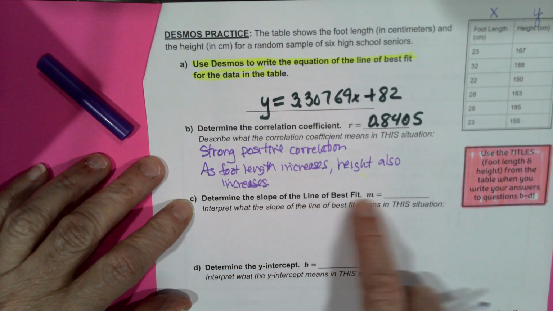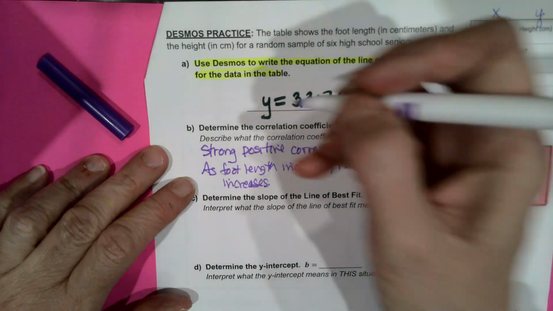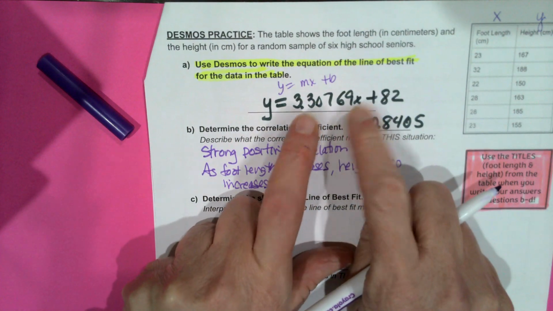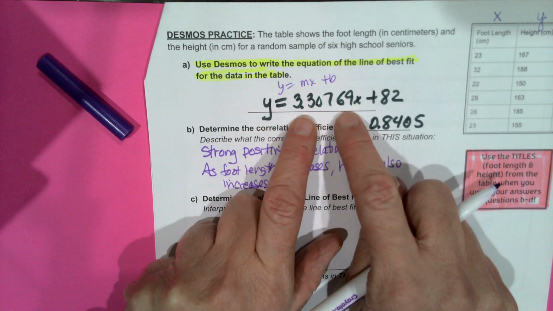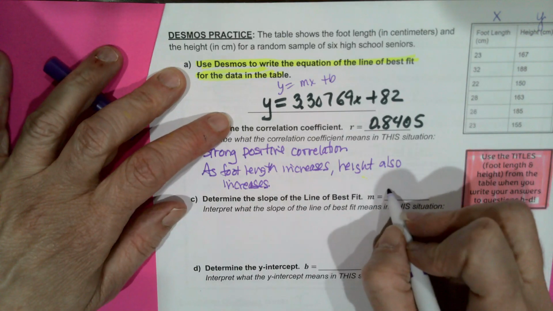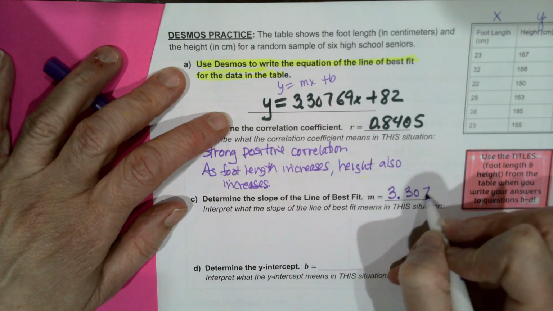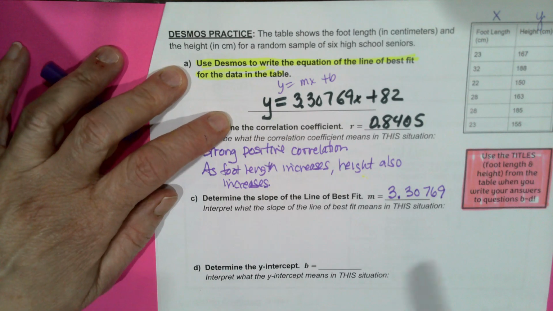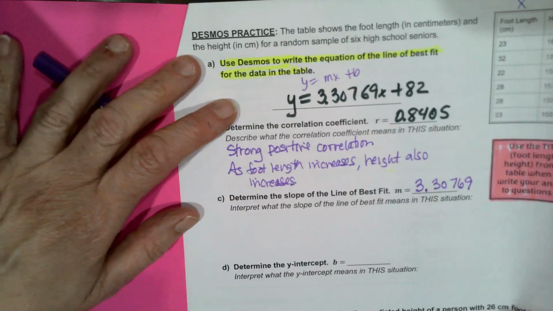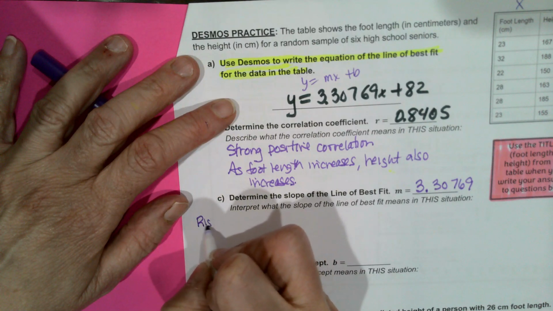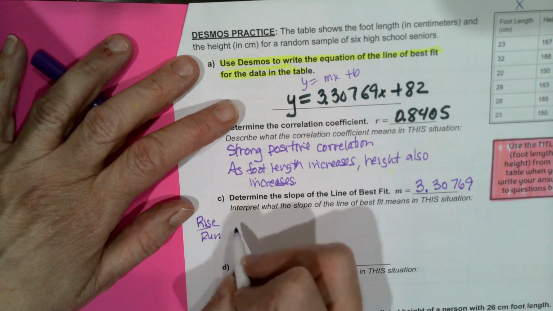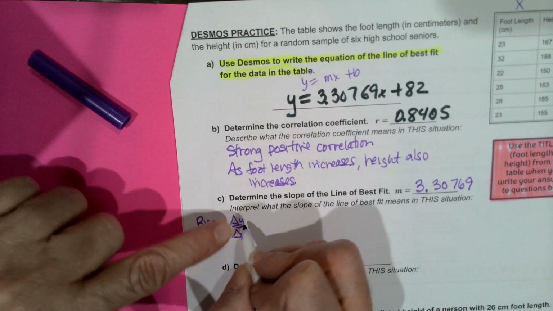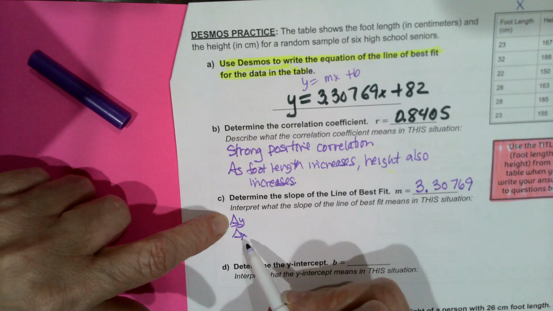Now, the slope of the line of best fit. Remember, y equals mx plus b, so when we look in front of the x, that is our slope. So the m value is 3.30769. Now, what does it mean? Remember, slope is rise over run, and I'm just going to write some things down. It's delta y over delta x, which means change in y over change in x. So we have to understand what our y value is and what our x value is.